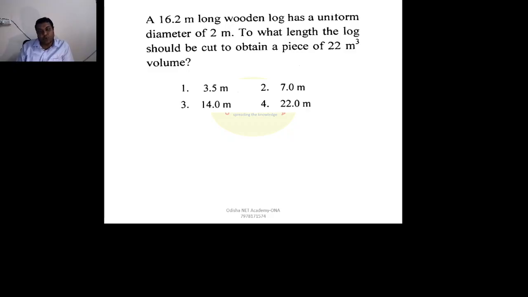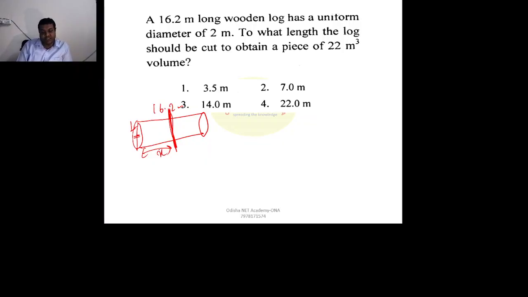A 16.2 meter long wooden log has a uniform diameter of 2 meter. Suppose this is the 16.2 meter log and the diameter is given 2, means radius is 1 meter. To what length should the log be cut to obtain a piece of 22 meter cube volume? So you have to cut, suppose up to this. I don't know what the length may be, the length may be x, so that the volume of the cut piece will be 22 meter cube.